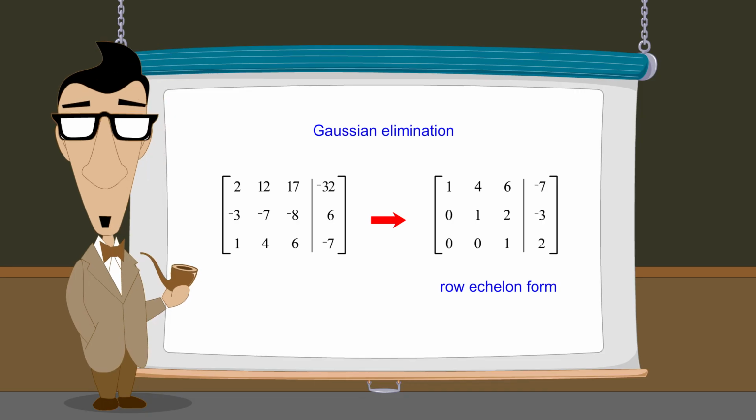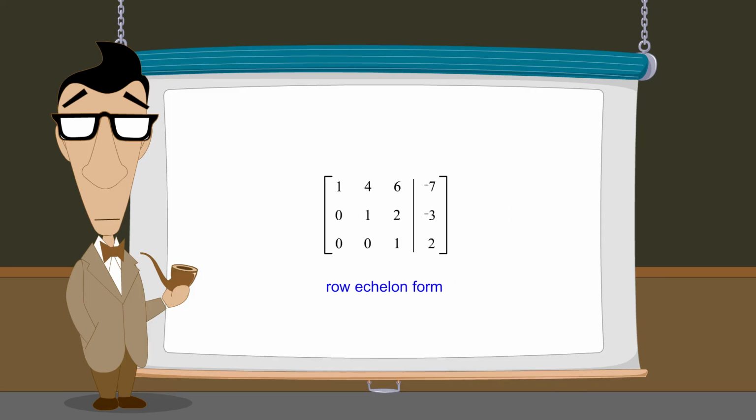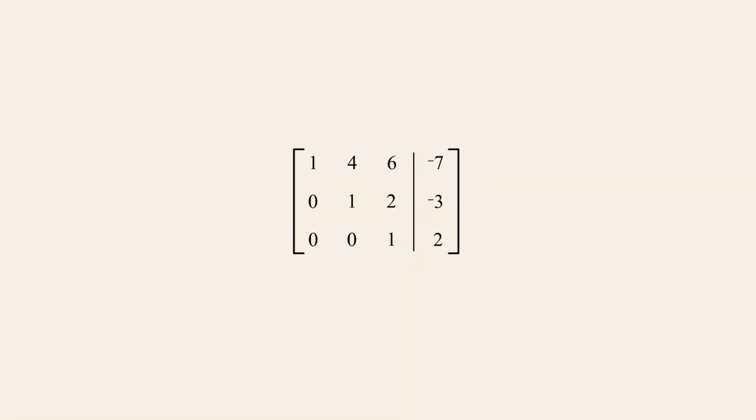Now, we will see how the system of equations corresponding to this matrix can be solved using the process of back substitution. To solve this system, we start by writing the equations which correspond to this augmented matrix. As we saw in the lecture An Introduction to Matrices, each row of the augmented matrix is a shorthand representation of one equation in a system of linear equations.